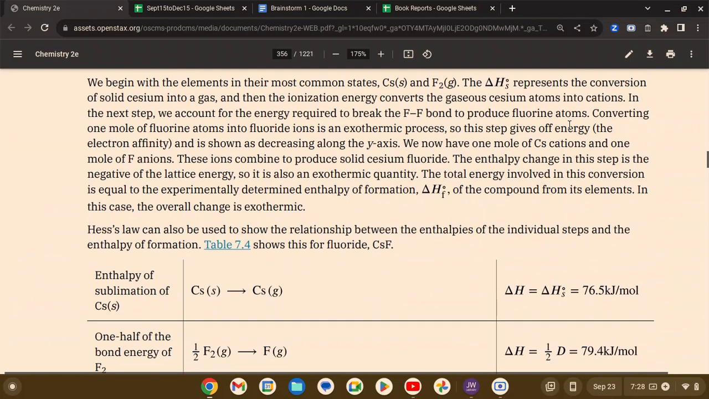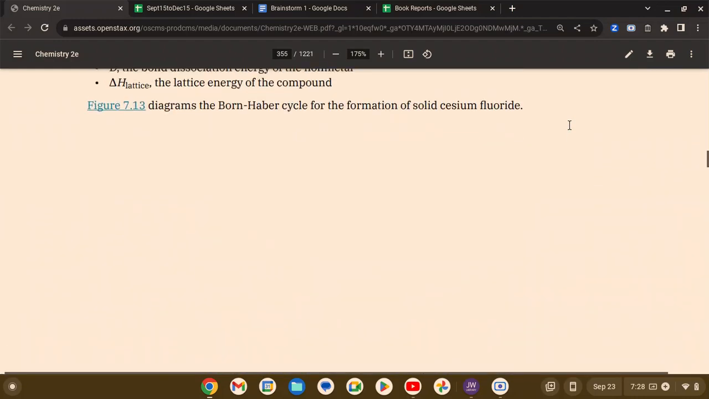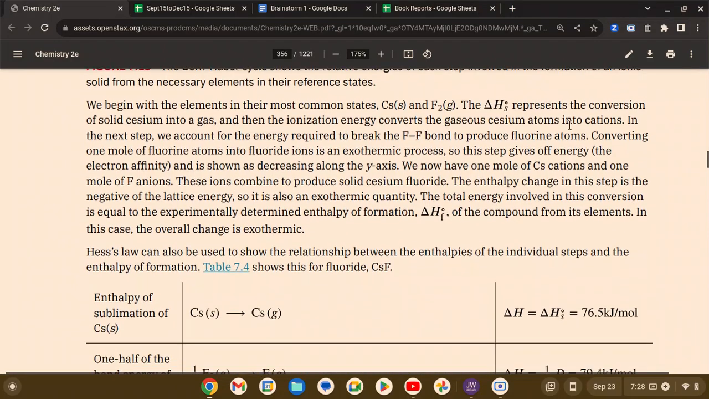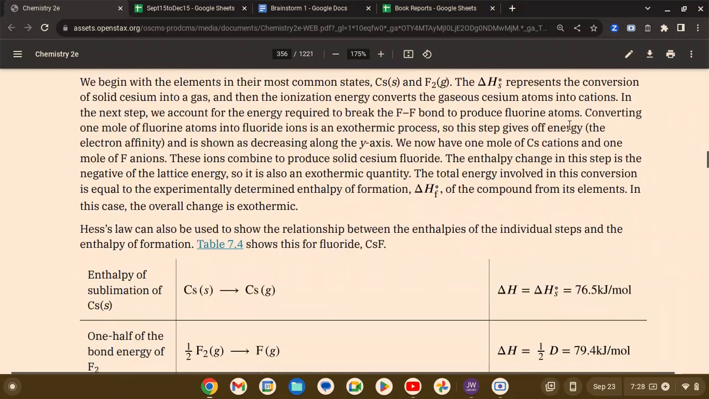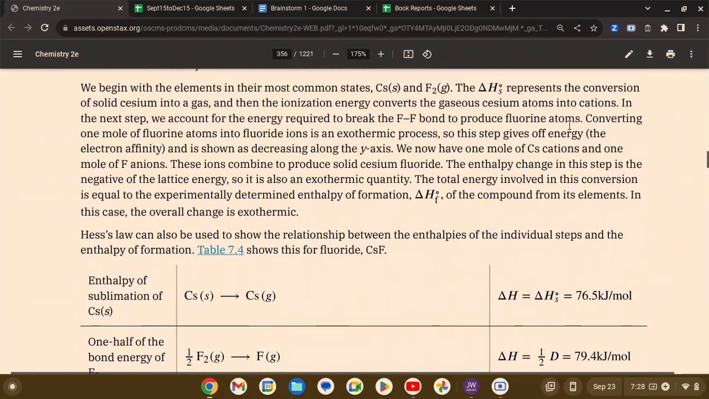Okay, we begin with the elements in their most common states, cesium, fluoride. Hold on, is that an example? I was just explaining this guy. Not going to read it. It's an example. No, I'll read it because it shows.